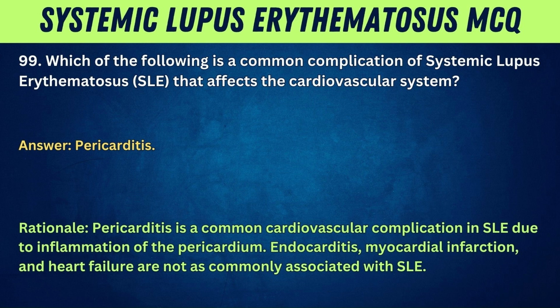Answer: Pericarditis. Rationale: pericarditis is a common cardiovascular complication in SLE due to inflammation of the pericardium. Endocarditis, myocardial infarction, and heart failure are not as commonly associated with SLE.